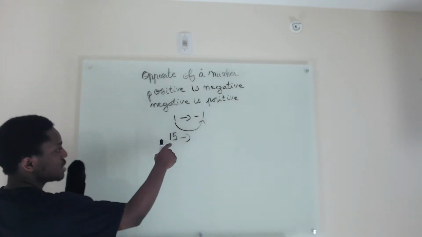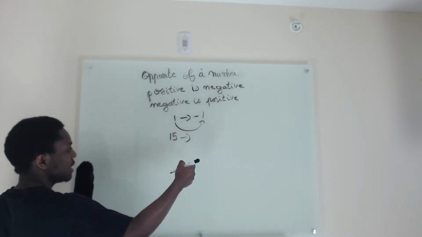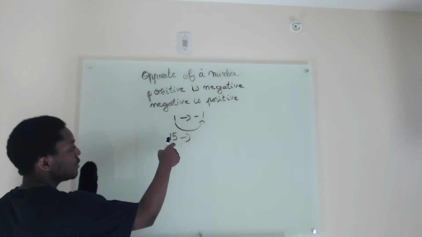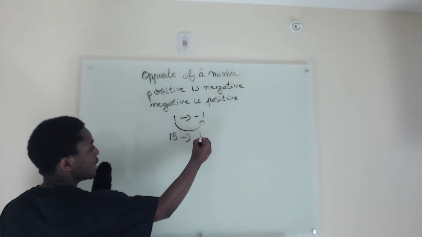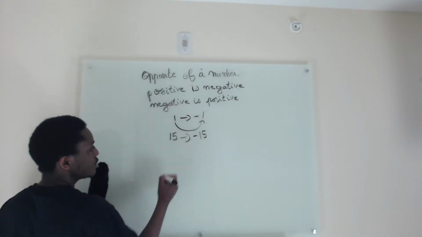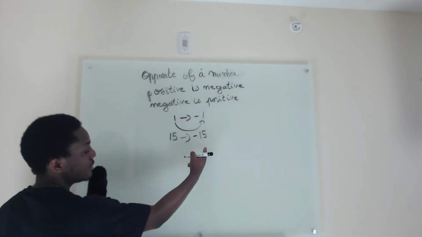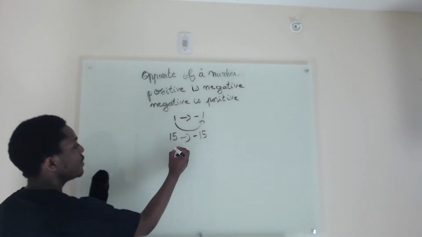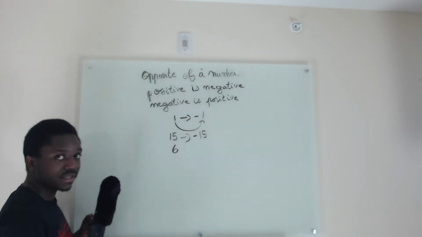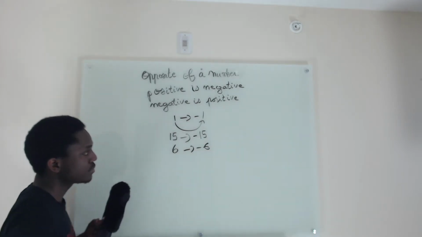So the opposite of a positive number is the same exact number but with the negative sign, which means the opposite of 15 is 15, then I add the negative sign. So the opposite of the number 15 is negative 15. So now the opposite of the number 6, for example, is what? Negative 6. Alright?